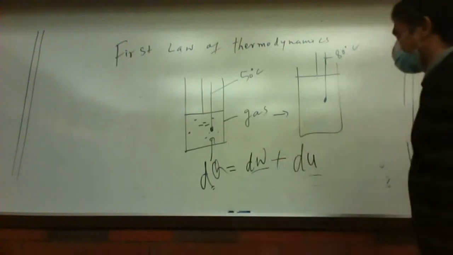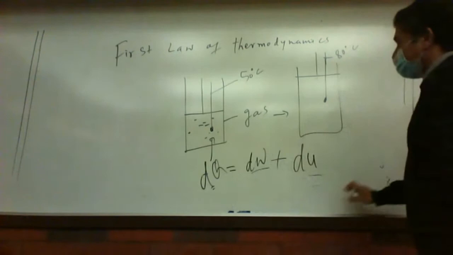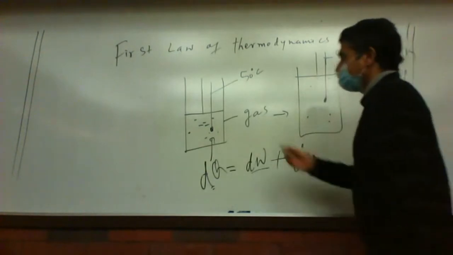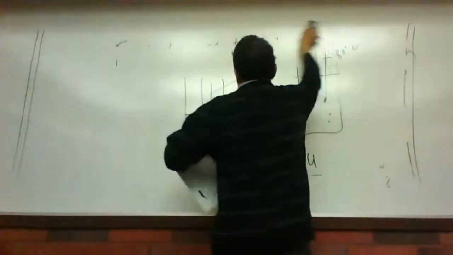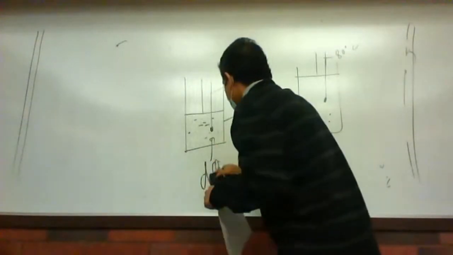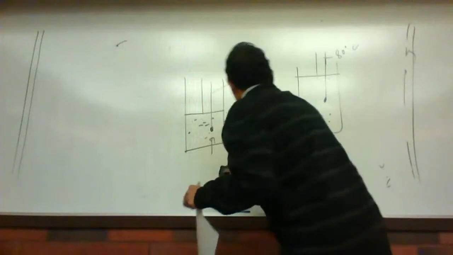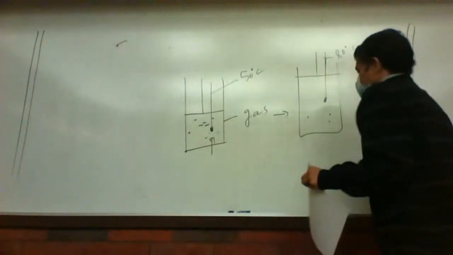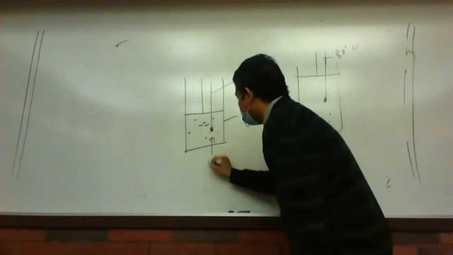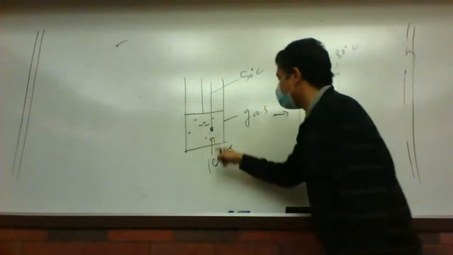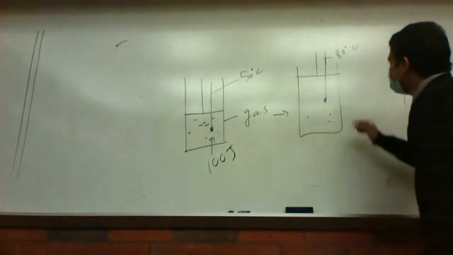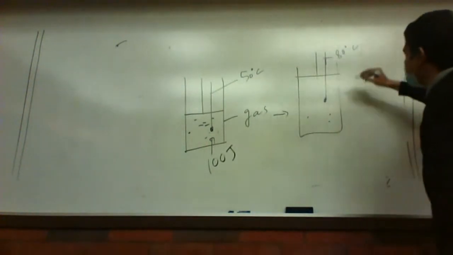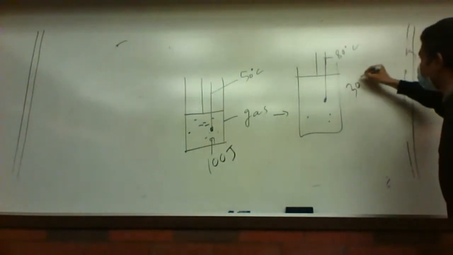So let's put a number here. Now I'm going to do just one problem here. So let's say I put 100 joule of heat energy. I put this in oven and it absorbs 100 joule, right? Now let's say to push this piston up, it uses 30 joule of heat energy.